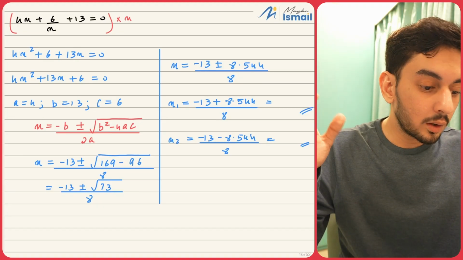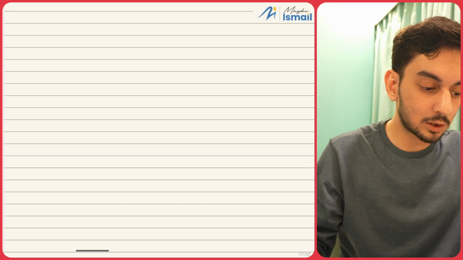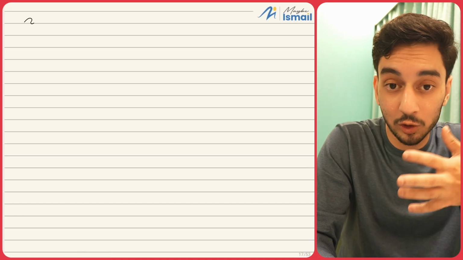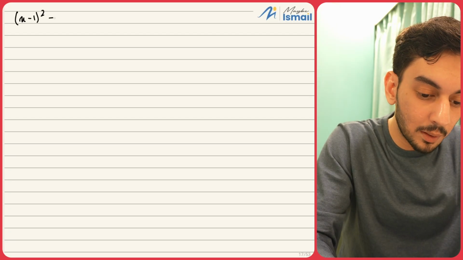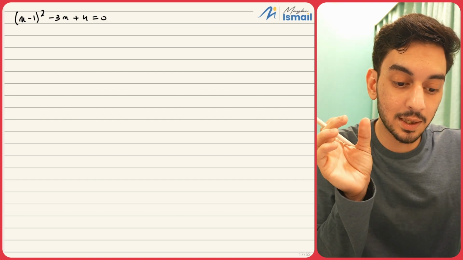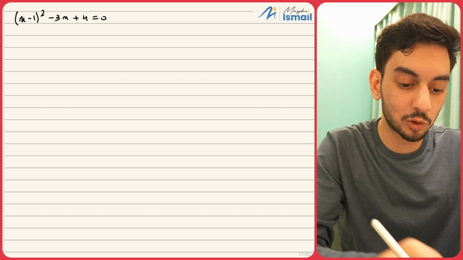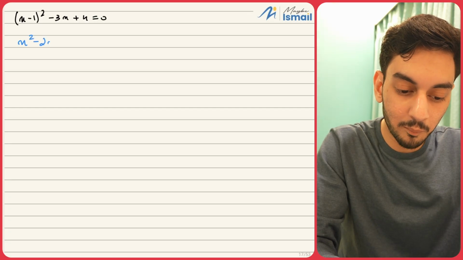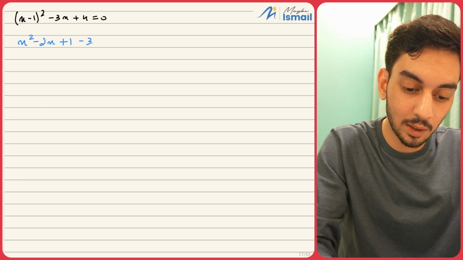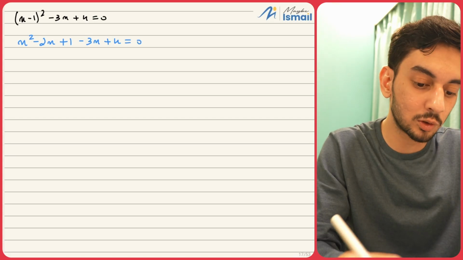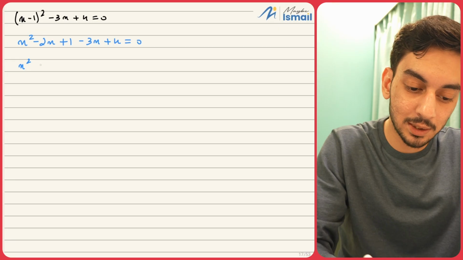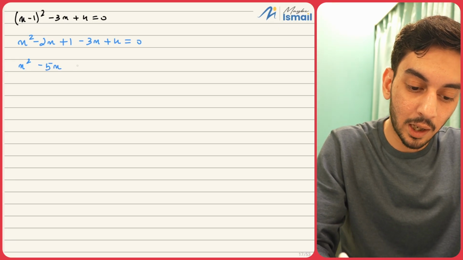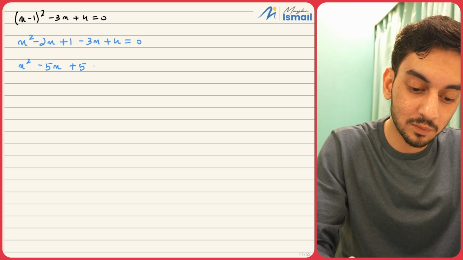Let us move ahead to the next kind of question, which is also a similar one, but we just have to simplify it and bring it into the standard form. So it is (x - 1)² - 3x + 4 = 0. Now I can see that there is an expansion in the first term. (a - b)² is a² - 2ab + b², and then the -3x + 4 remains as it is, equal to 0. So this becomes x² - 2x - 3x, which is -5x, and 1 + 4 is 5, so + 5 = 0.